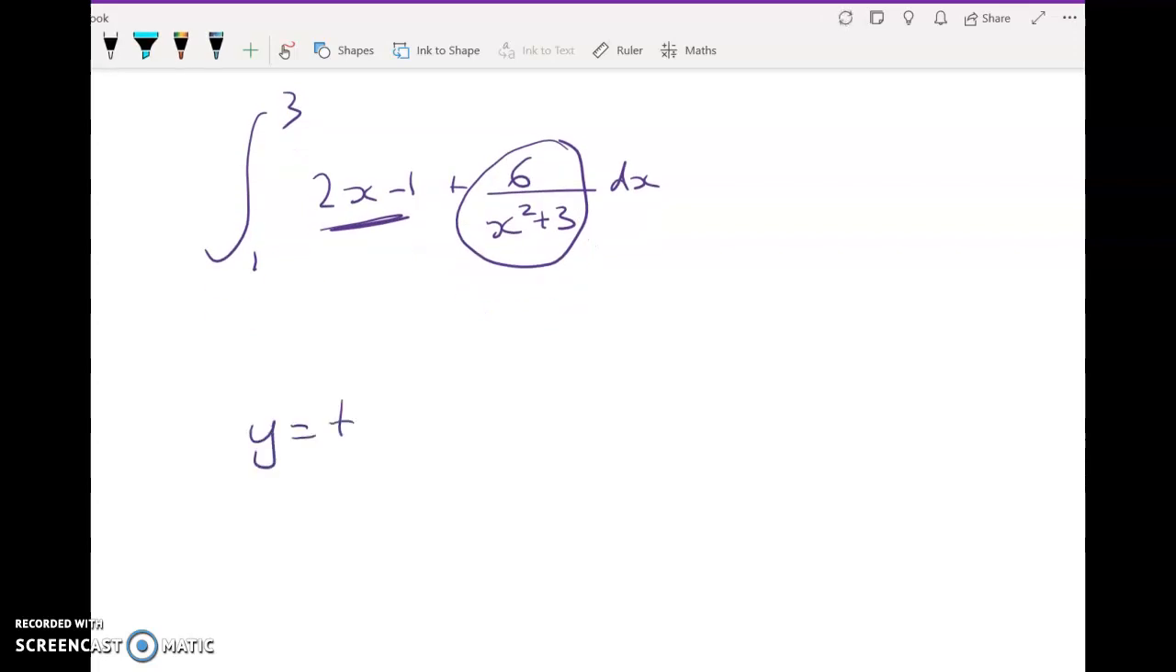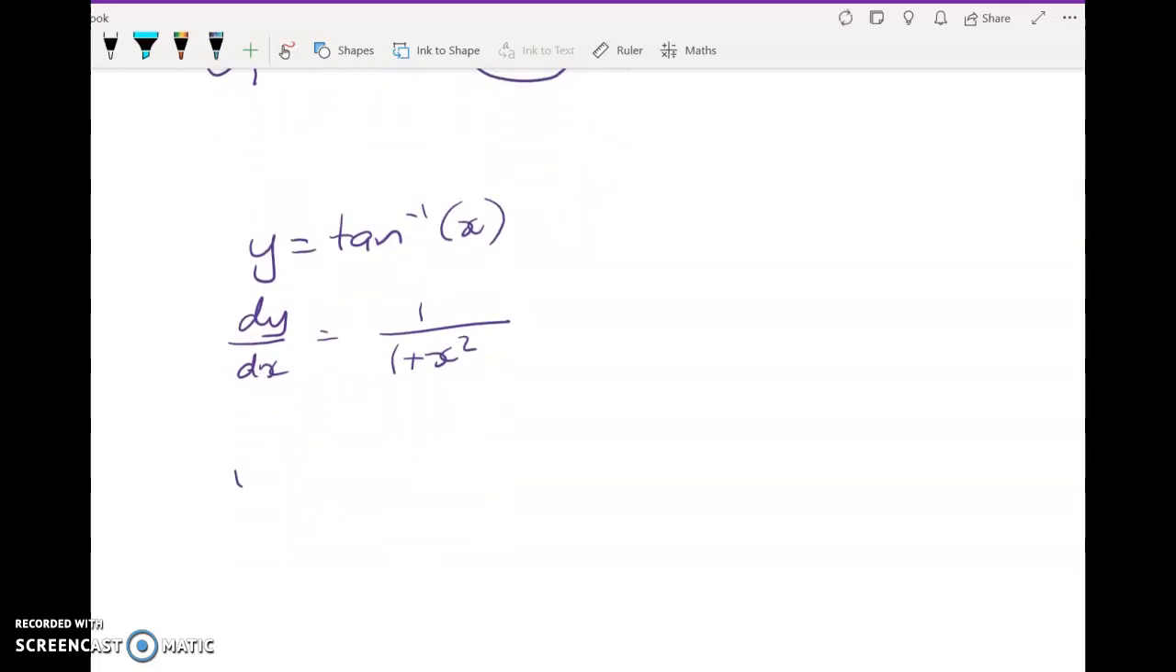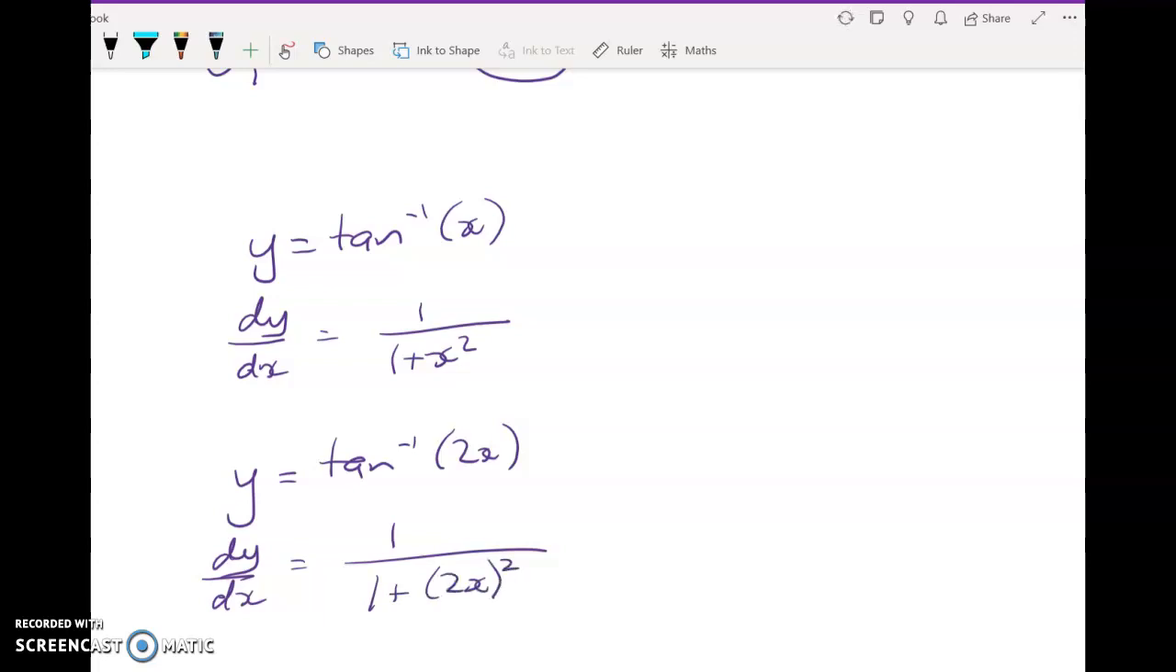differentiating tan inverse of x. So if y equals tan inverse of x, then dy by dx is equal to 1 over 1 plus x squared. Let's just try a couple of harder ones. If we've got y is equal to tan inverse of 2x, then dy by dx will be, by the chain rule, 1 over 1 plus 2x all squared times the derivative of the inside function. And that's going to get me 2 over 1 plus 4x squared, right?